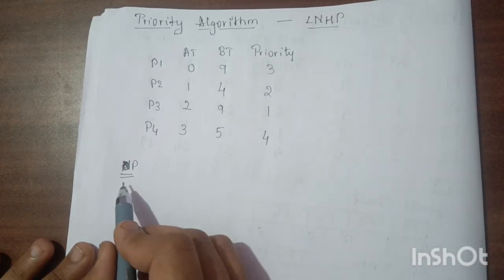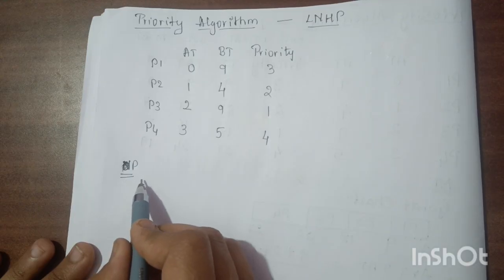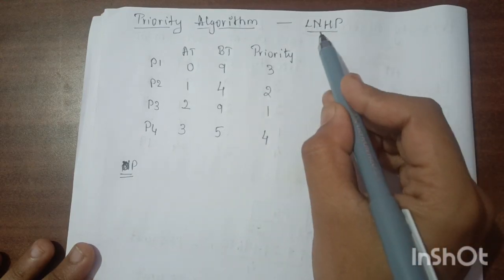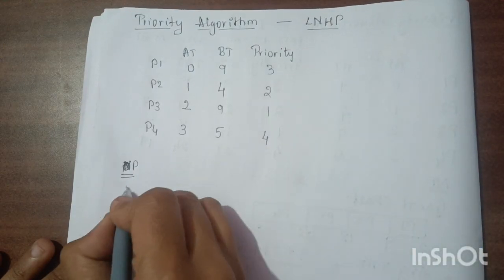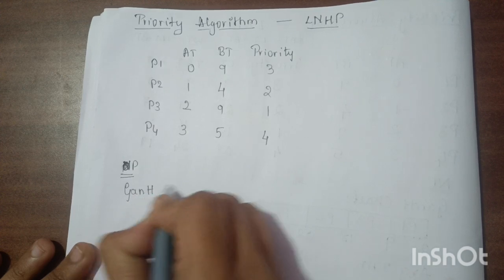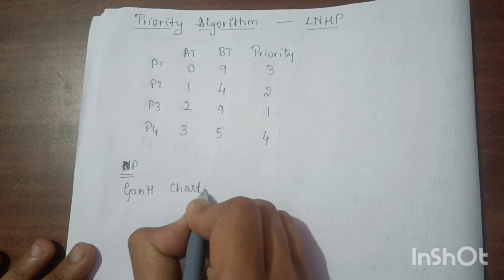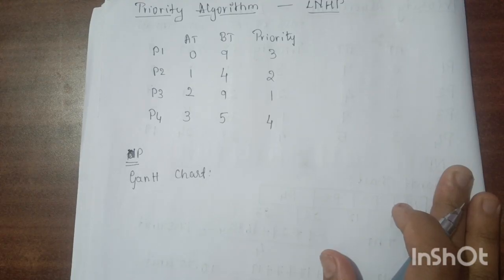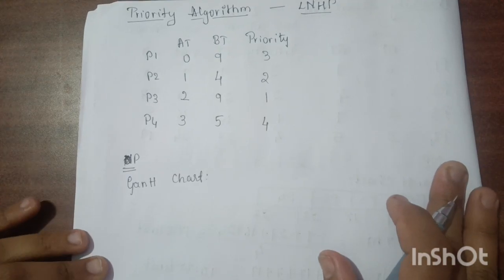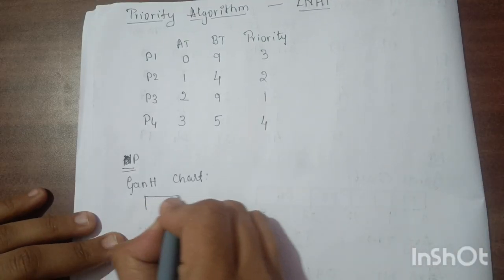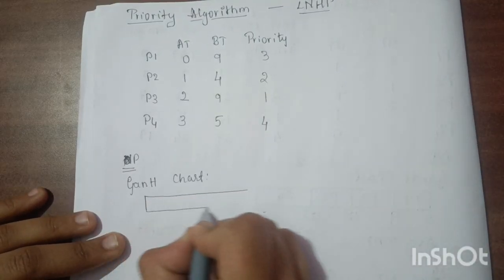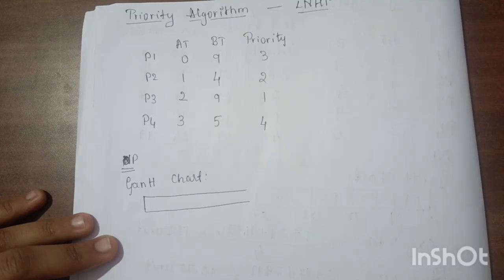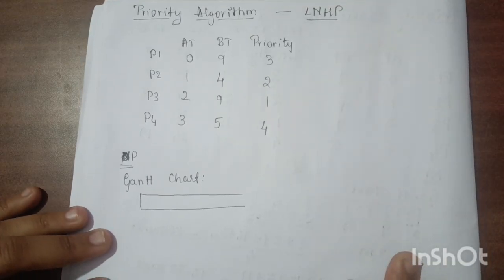Okay, now coming to your preemptive method, we have the condition lower the number, higher the priority. So first we will be plotting the Gantt chart with the preemptive method. You already know that for the preemptive method we can forcefully remove the process that is executing. While it is executing, we can remove it.